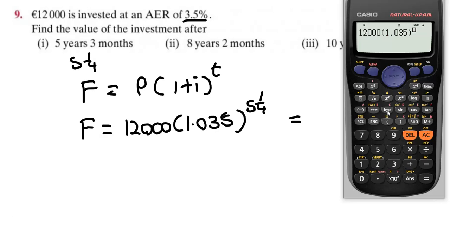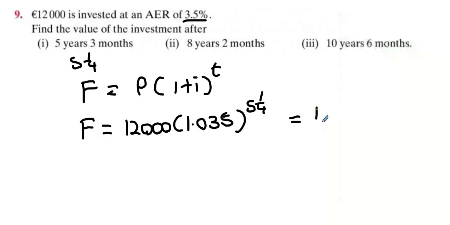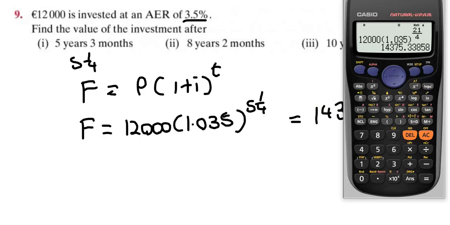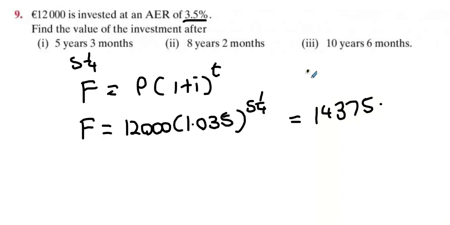Or worst comes to worst, I'll change it to 21 over 4. I'll do it as a top heavy fraction. And if I get the same answer, I know I'm right. I am right. 14,375.33, yeah.